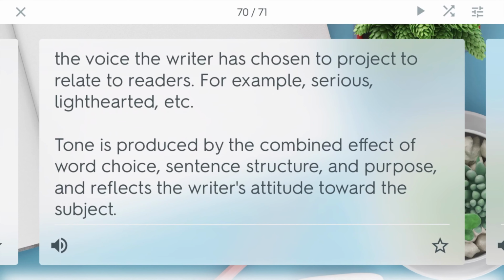Tone is the voice the writer has chosen to project in relation to the readers. For example, this could include seriousness, lightheartedness, or other tones. It's also produced by the combined effect of word choice, sentence structure, and purpose, and also reflects the writer's attitude toward a certain subject.